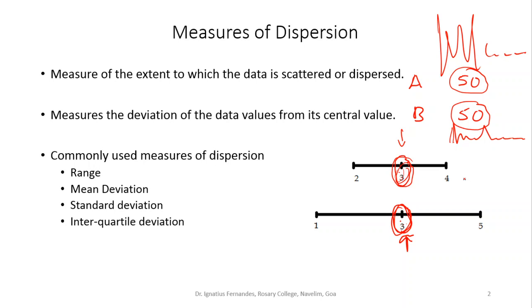And the commonly used measures of dispersion are range, mean deviation, standard deviation, and interquartile deviation. We will briefly talk about each one of these.